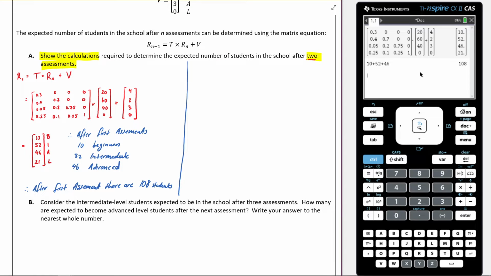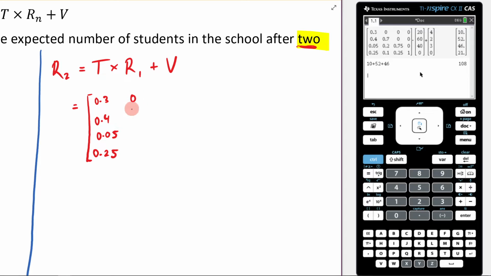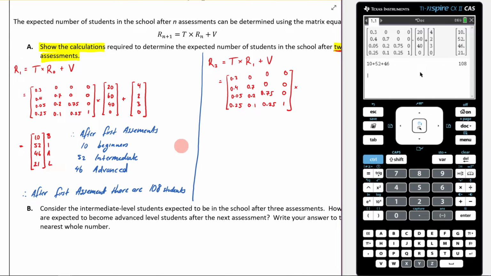So we're now going to do the same thing again. So hold on to your hats. This is going to be real boring. All right, we're now going to go R of 2 is equal to T times R of 1 plus V, which is going to be equal to my transition matrix, which was 0.3, 0.4, 0.05, and 0.25, and 0, 0.7, 0.2, 0.1, 0, 0, 0.75, 0.25, 0, 0, 0, 1. Close that off. We're now going to multiply it by R of 1, which is this one over here.